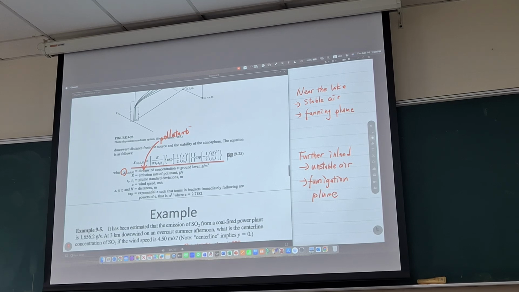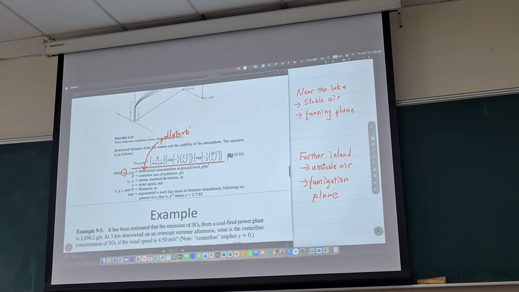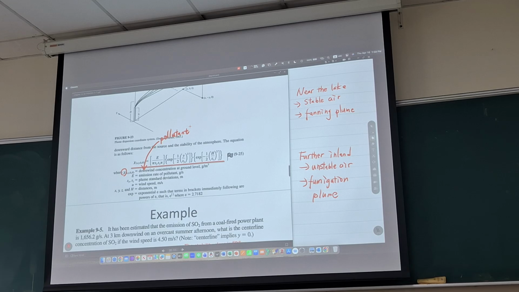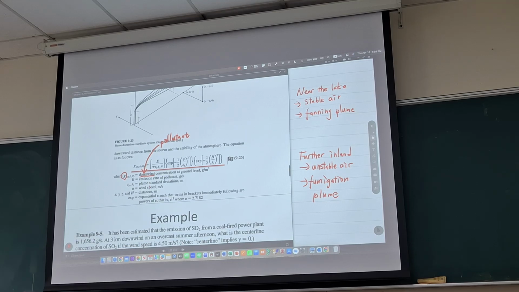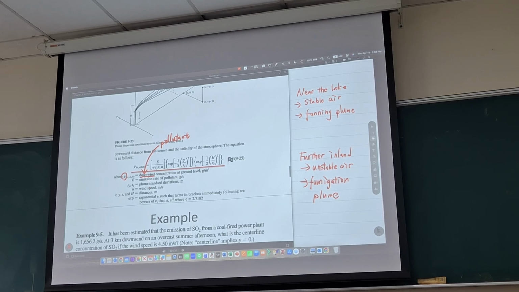Which means the pollutant concentration at ground level. And the capital E is the emission rate of the pollutant. The textbook says downwind, but you can regard it as the pollutant concentration at the ground level. That may make this easy to understand. And capital E is the emission rate of pollutants.